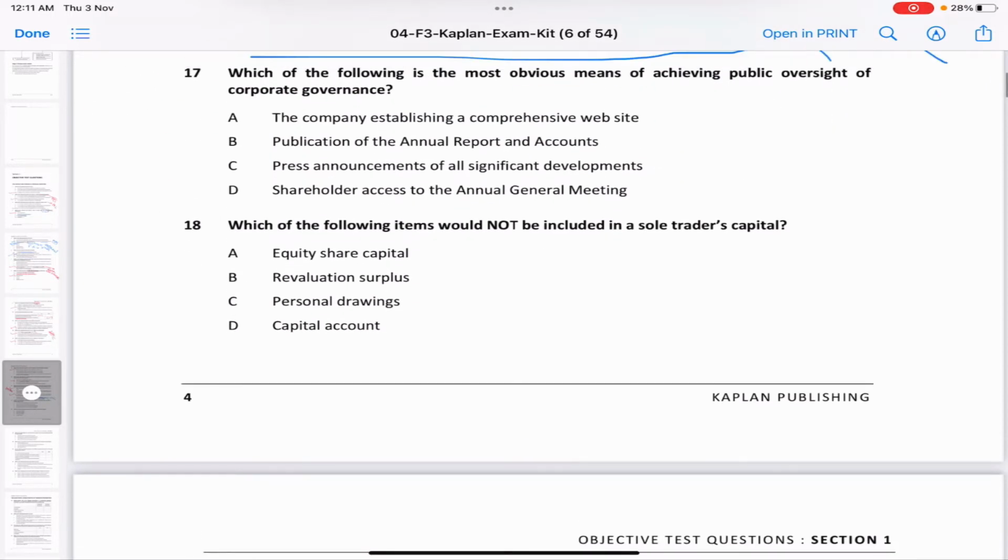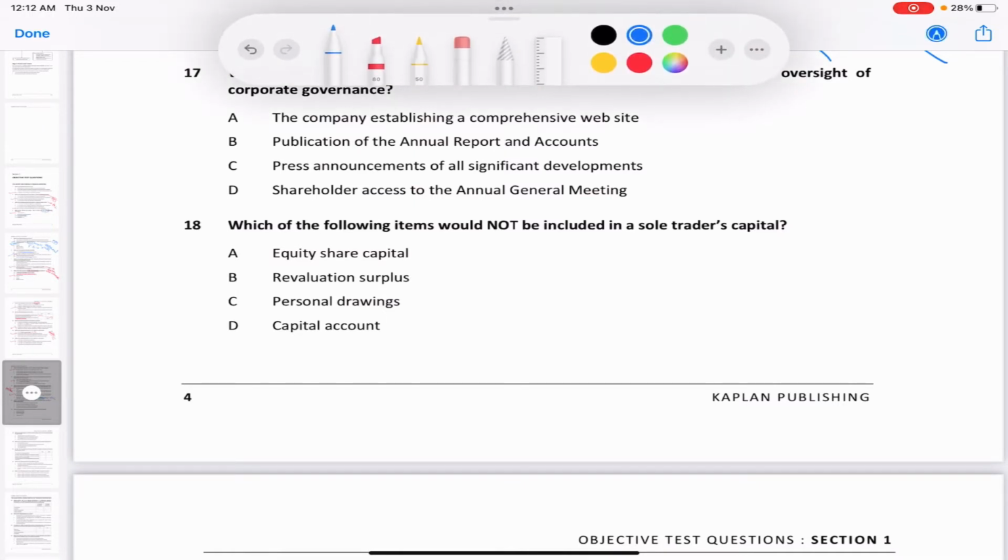Which of the following is the most obvious means of achieving public oversight of corporate governance? Okay. Which is the most obvious way in which you can achieve public oversight of corporate governance? The company establishing a comprehensive website, publication of the annual report and accounts. So, do you know what public oversight is?